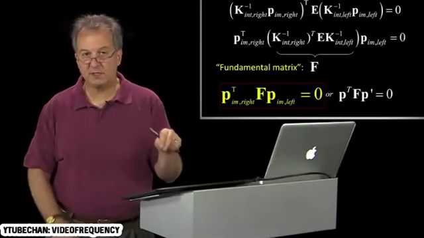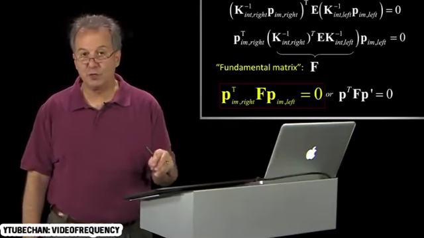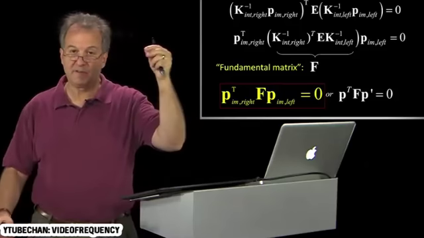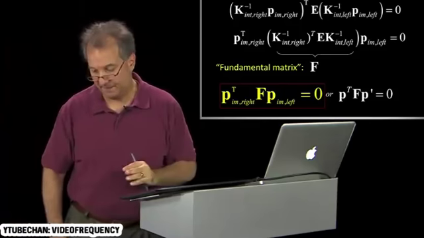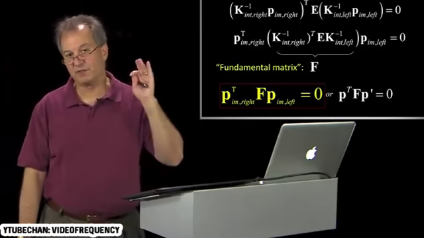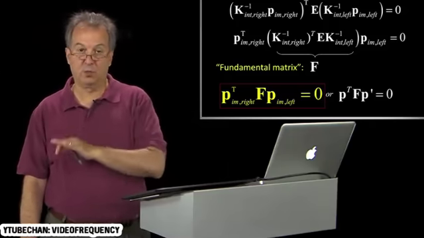Now, with this equation, I'm going to be able to do a lot of things. In a minute, I'm going to show you how we can solve for F. That is, if you give me enough points P and P prime that correspond, I'll be able to solve for F. But the other thing is, F is actually very powerful in terms of describing how the epipolar geometry works.